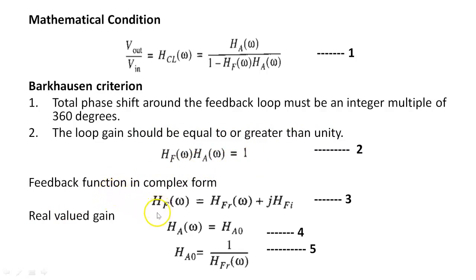If the feedback function, that is HF of omega, is written as a complex function, HF of omega is equal to HFR omega plus j HFI omega. The transfer function possesses a real valued gain, that is HA of omega is equal to HA naught. That means HA naught is equal to 1 by HFR omega, because only the real value function has the transfer function in the gain.